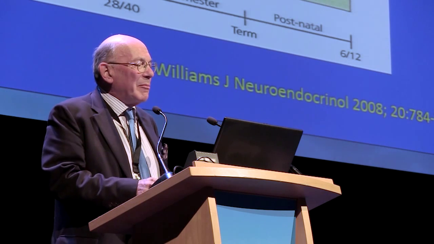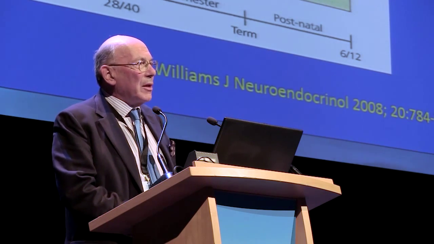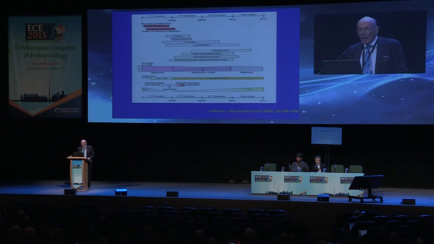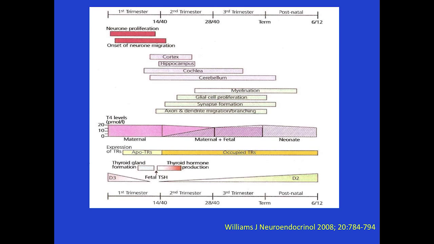Another aspect of temporal process of brain development in utero is illustrated here from a review by Williams, and it shows the different aspects of the brain over pregnancy and even into the neonatal time. And it shows that the development occurring at different times, so that one can imagine that abnormalities in thyroxine transport may affect different structures at different times.